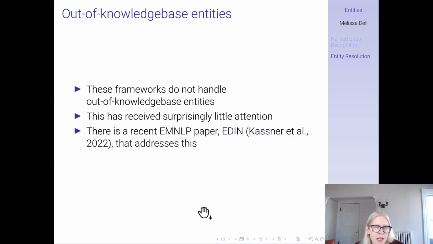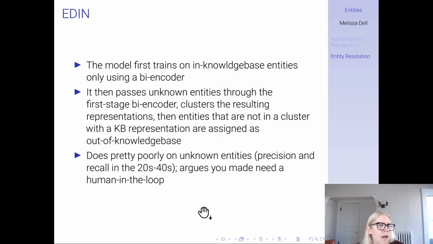This has received surprisingly little attention. There is a recent EMNLP paper for a model called Eden that addresses this. How Eden works is the model first trains on in-knowledge-base entities only using a biencoder. Essentially it's going to take the Luke biencoder. Then it passes unknown entities through the first stage biencoder, clusters the resulting representations, and entities that are not in a cluster with a knowledge base representation are assigned as out of knowledge base.